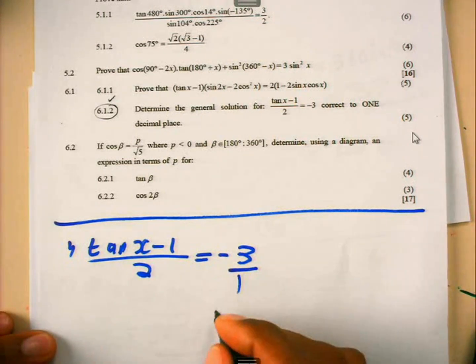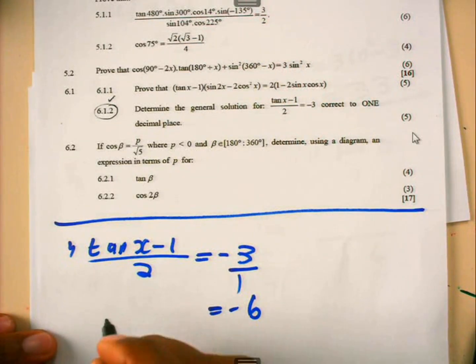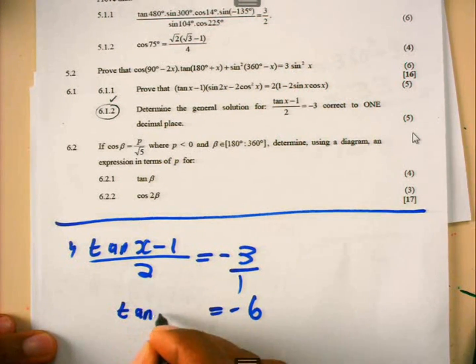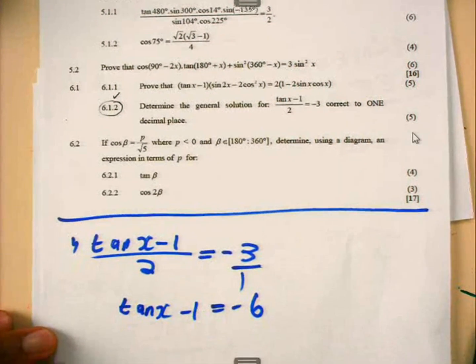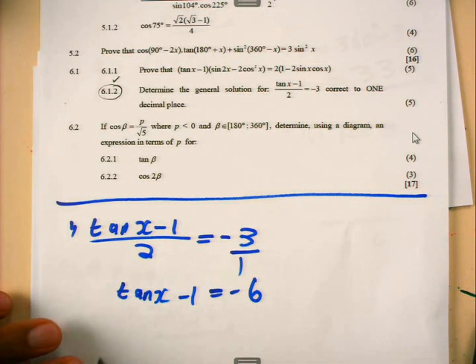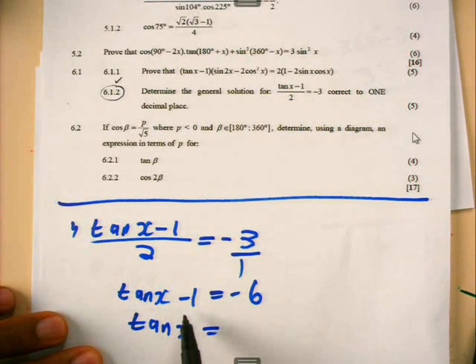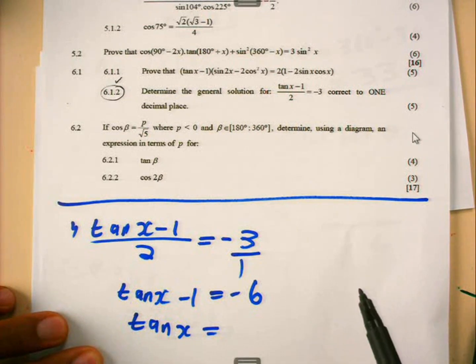Of course, 2 times minus 3 will be minus 6, and on this side we have tan x minus 1. So far so good. But what are we looking for? On the left-hand side, I want only tan x. Then the number can move to the other side. So tan x is equal to minus 6, and that 1 is negative on this side; when we move it to the next side, it's going to be positive.